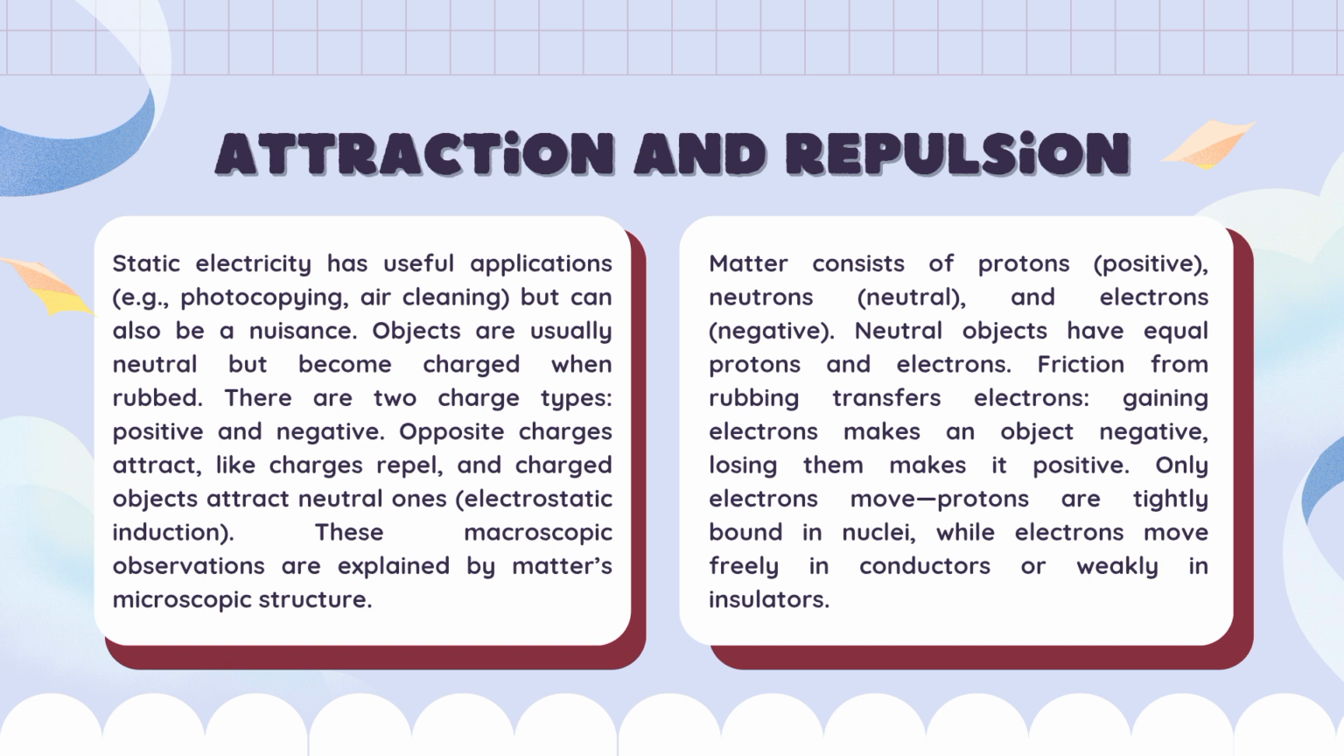Matter is made up of protons, neutrons, and electrons. Neutral objects have an equal number of protons and electrons. When materials are rubbed together, friction causes electrons to transfer from one to the other. Gaining electrons makes an object negative, while losing them makes it positive. Only electrons move; protons are tightly bound in the nucleus, and electrons move freely in conductors or weakly in insulators.